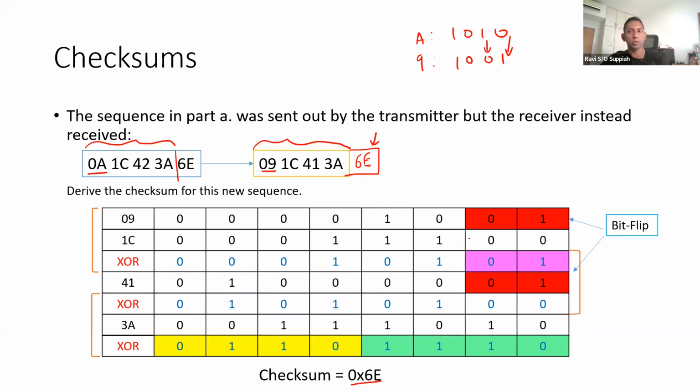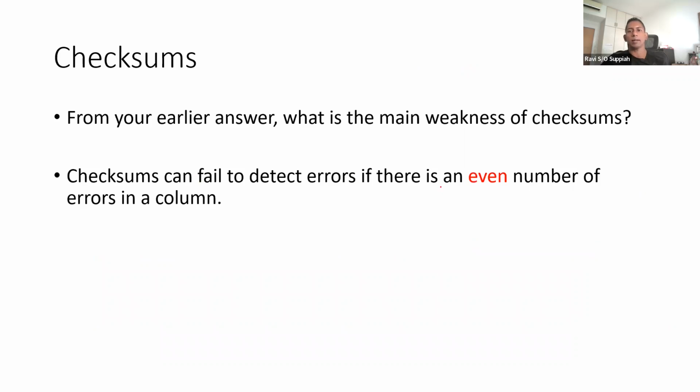Okay, so this sort of shows you that, again, as before, there is really always a chance that something can go wrong. All right, so the checksums, parity, whatever, they can do up to a certain level only, correct? But it cannot catch everything. Okay, so from here we can see that if there are even number of errors in a column, all right, then you cannot detect the errors.